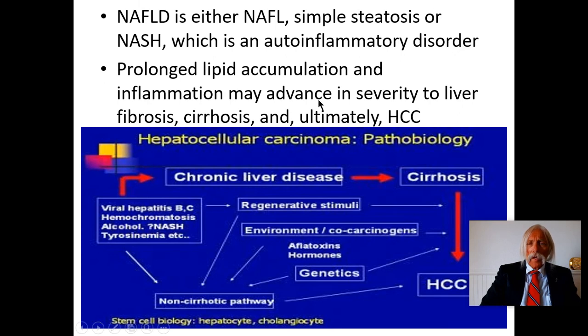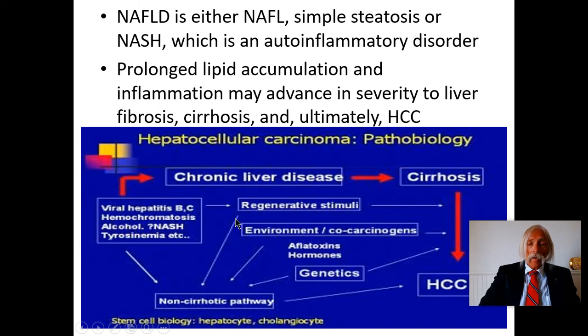Prolonged lipid accumulation and the inflammation that becomes associated with it, when you get to hepatitis, is going to advance, or may advance, usually does, in severity to liver fibrosis, and then cirrhosis, and ultimately to hepatocellular carcinoma, which is a very important cancer in humans. So pathobiology works like this. You get chronic liver disease, which can lead directly to cirrhosis, and it can go to the cancer.